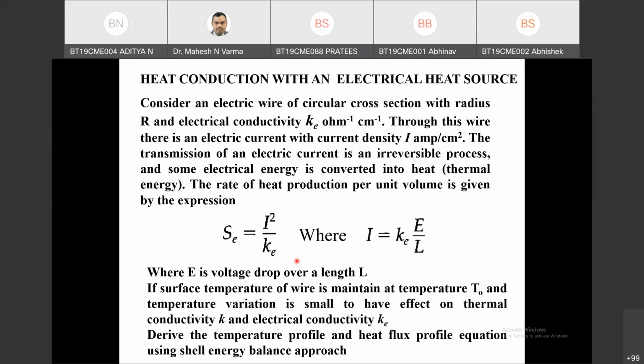Consider an electric wire of cross section with radius R and electrical conductivity Ke in ohm^-1 cm^-1. This is electrical conductivity. So you have an electrical wire.